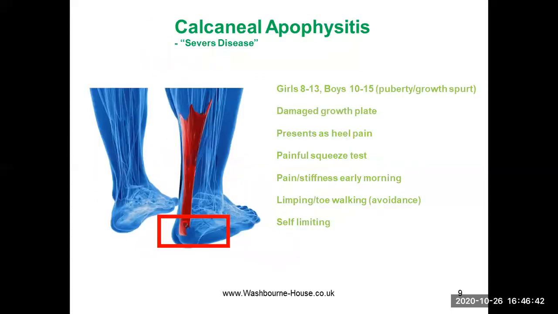Calcaneal apophysitis is what we used to call Sever's disease, and it is an adolescent condition. You can see the ranges here, girls generally between 8 and 13, boys a little bit older. It's to do with a damaged growth plate, which presents as heel pain. A squeeze test, squeezing either side of the heel, often elicits pain. There is pain and stiffness early in the morning. Sometimes there's a compensation in the gait where children will start limping or toe walking. It's considered a self-limiting condition where the pain dominates or allows the child to do as much as they can within their pain tolerance.